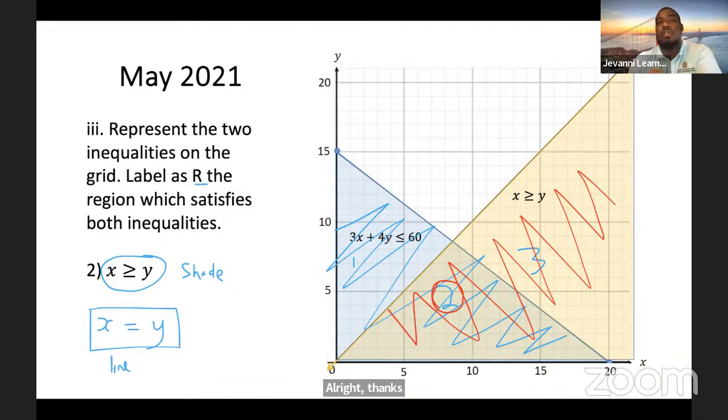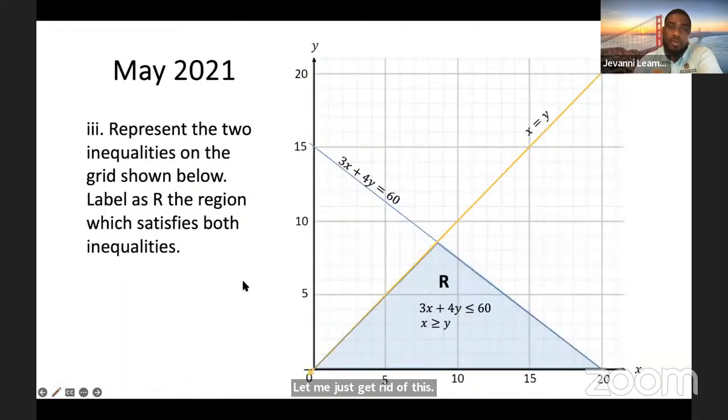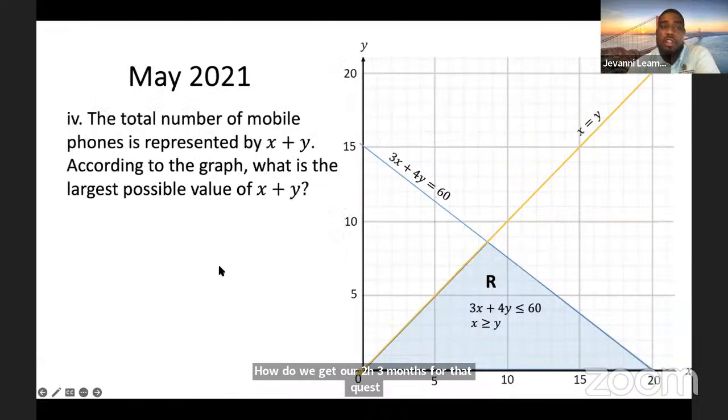All right, so this would have been our part 3, labeling the part R which satisfies all of the inequalities. Let me just get rid of this writing, and let's continue. I believe it's one more. So that would have been our region that we'd label R, and we get our 2 or 3 marks for that question. Now the 4th question.